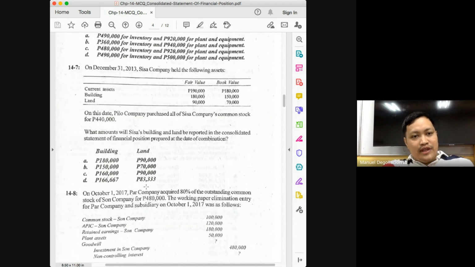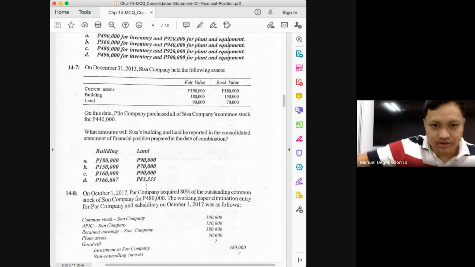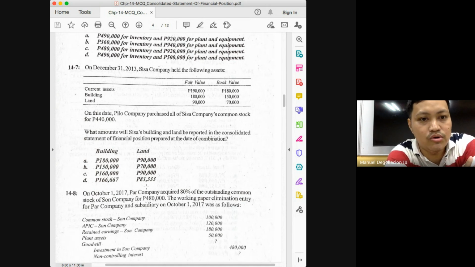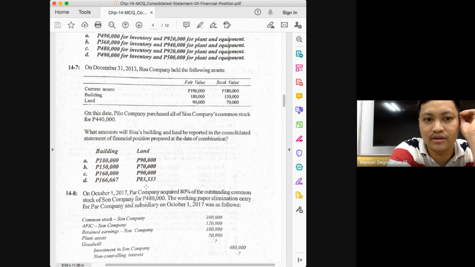Let's proceed to 14-7. The question is still the same. You're asked for the consolidated amount and still at the date of acquisition, so no issue. On December 31, CISA company held the following assets. On this date, PO company purchased all of CISA's common stock. What amount will CISA's building and land be reported in the consolidated statement of financial position?